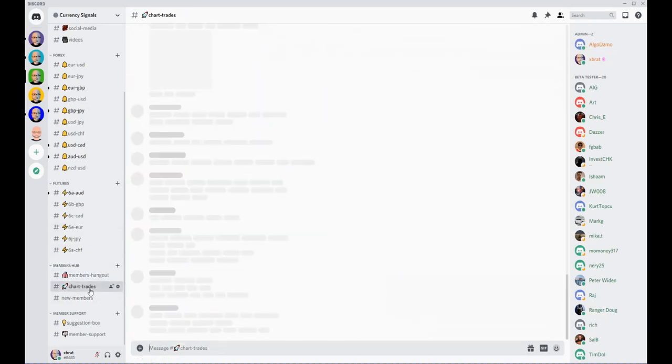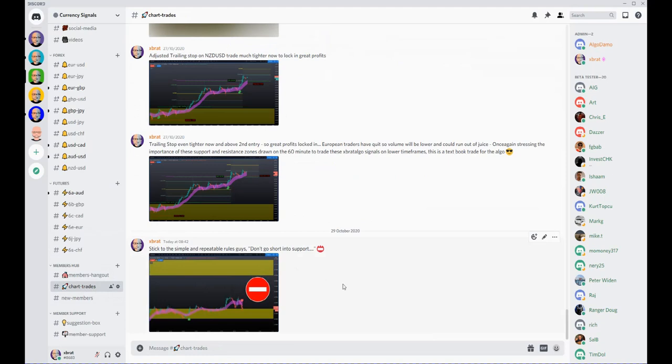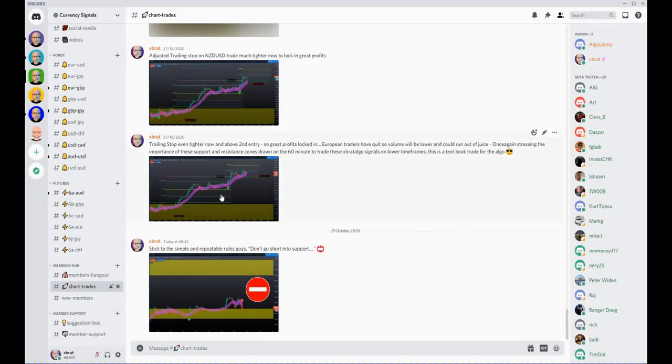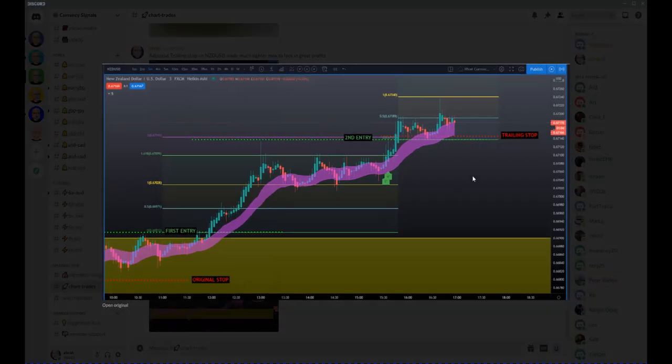Then we have the chart trade. So this is where, for example, we had a 6-star sell on the Australian dollar, US dollar, and for me there was no entry because we had the sell going into support. You don't sell into support. If it breaks it, then there you go. So it's about, you know, again, sharing here.